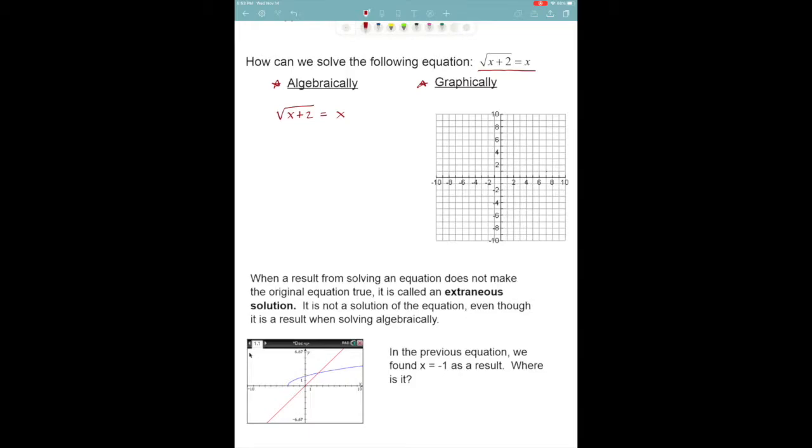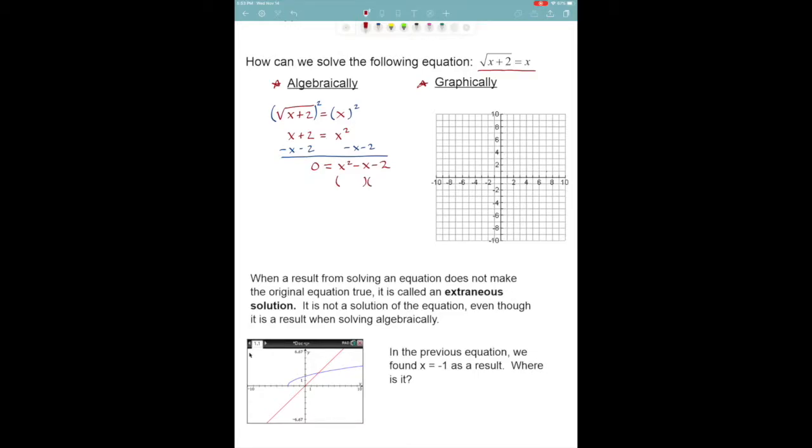And we know that when we have that square root isolated here, we can get rid of it by squaring it, but we've got to square the other side as well. We're going to end up with x plus 2 is equal to x squared. Since this is now quadratic, we need to set it equal to 0. So let's go ahead and subtract our x and our 2 from each side. We're looking at 0 equals x squared minus x minus 2.